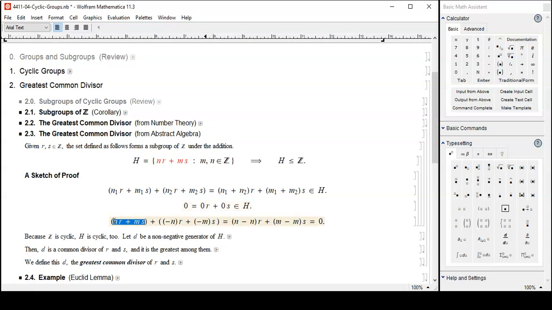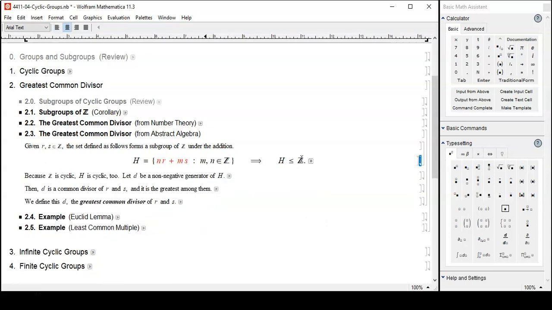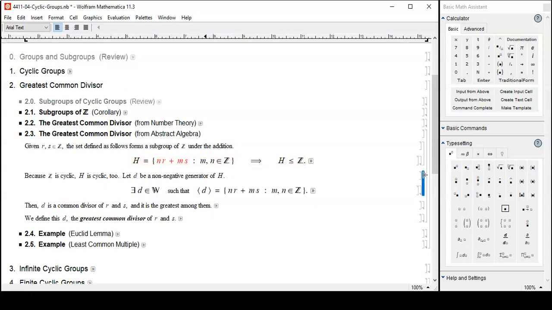How about the third property? Arbitrary element there, and then take a strategic element there by taking negative n and negative m, putting together, you get 0. So we have all 3 properties: closed, identity, inverse. So that's a group. That's a subgroup. It's a subgroup of a cyclic group, so it must have a generator. And let D be the non-negative generator.